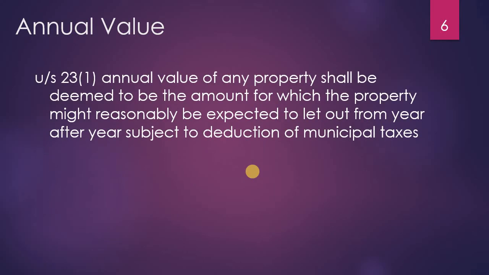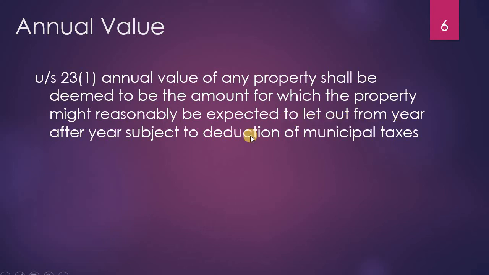Under section 23 subsection 1, the annual value of any property shall be deemed to be the amount for which the property might reasonably be expected to let out from year after year, subject to deduction of municipal taxes. So this is the definition given by the income tax law regarding the annual value. Very clearly they say that any property shall be deemed to be the amount for which the property might reasonably be expected to let out from year after year.